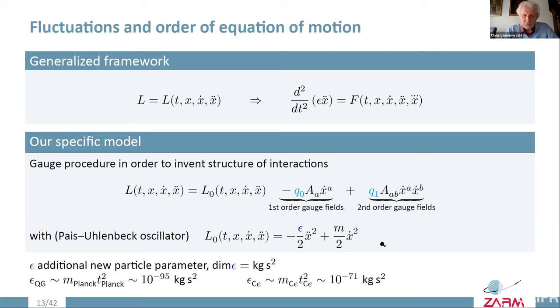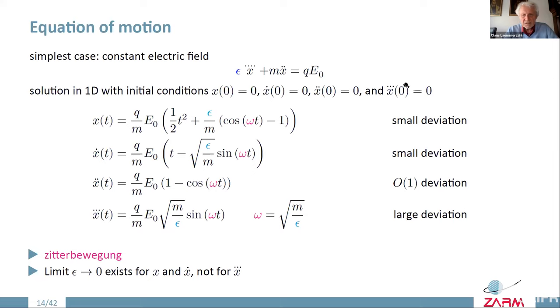Now if you have the most simple equation of motion based on this model, this is given by the constant electric force here. And here we have this additional term, the fourth time derivative of the position. We make the most simple initial condition and then calculate the solution. We have a small deviation from the standard law for the position, for the velocity. For the acceleration, the modification is of order unity, and for the jerk, it is large. And on this level, it is something like a Zitterbewegung, and as I said, the limit exists only for x and x dot, but this is what we are usually measuring.